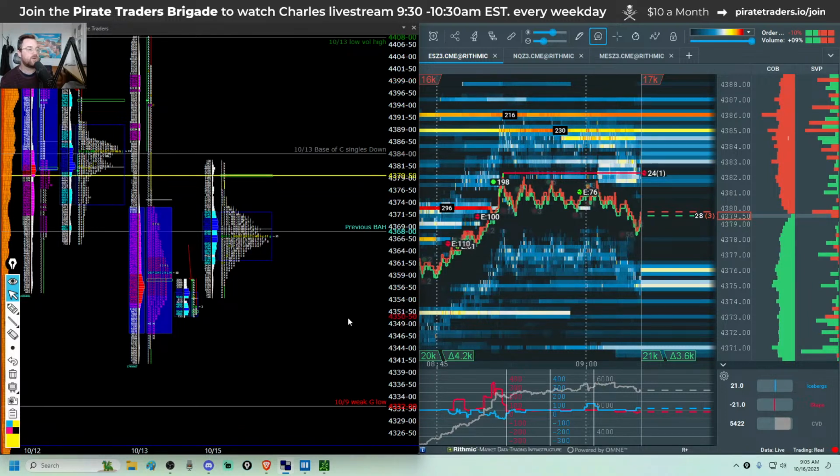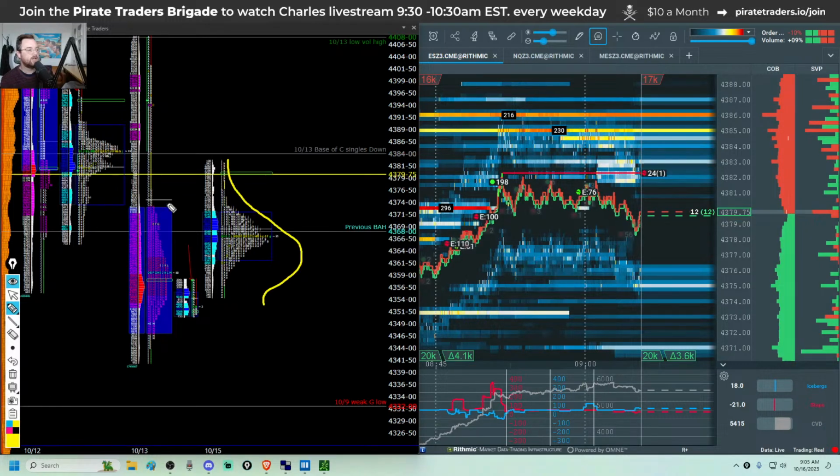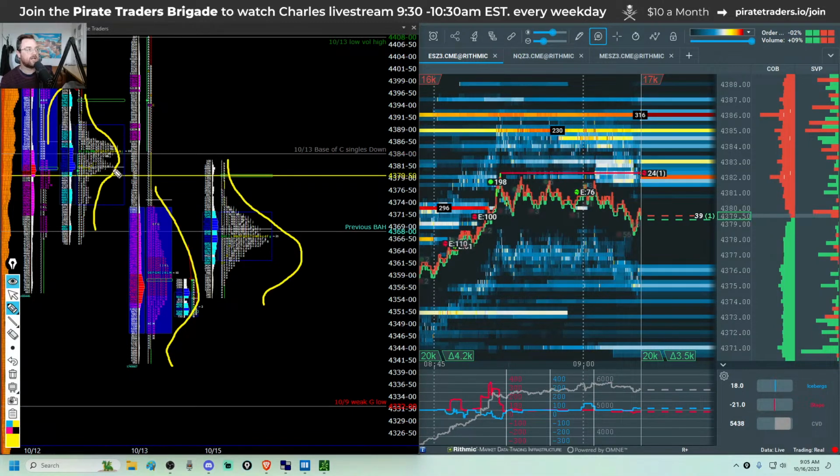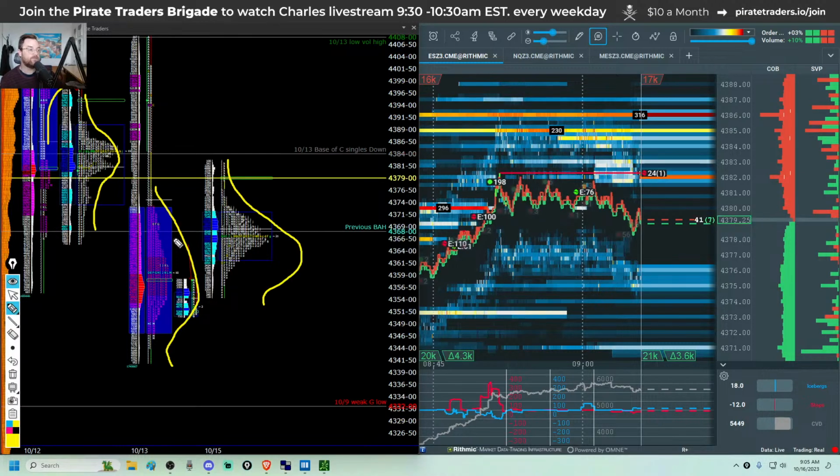So if you look at the screen over here on the left, you'll see that we're creating these bell-shaped curves, these little areas right here. Those are really important for understanding the behaviors of the market. That is basically the areas where the market is spending the most time and bringing in the most volume. And any area where the market spends a lot of time and brings in a lot of volume is an area where a lot of business is being had.